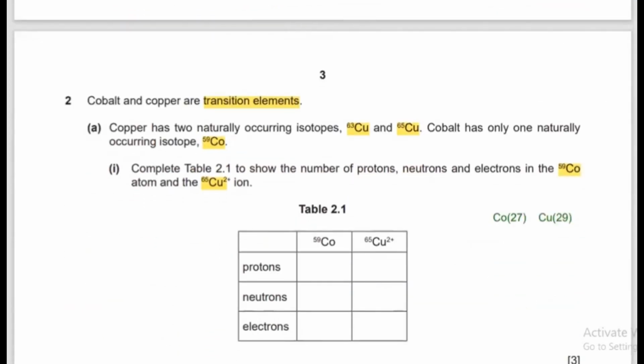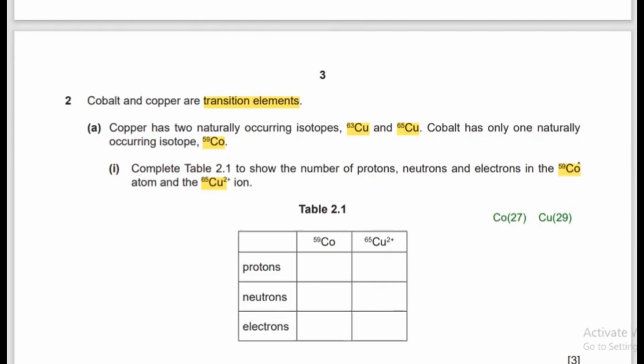Cobalt and copper are the transition elements. Copper has 2 naturally occurring isotopes, copper 63 and copper 65. Cobalt has only 1 naturally occurring isotope, cobalt 59. Complete the table 2.1 showing the number of protons, neutrons, and electrons in cobalt and copper.